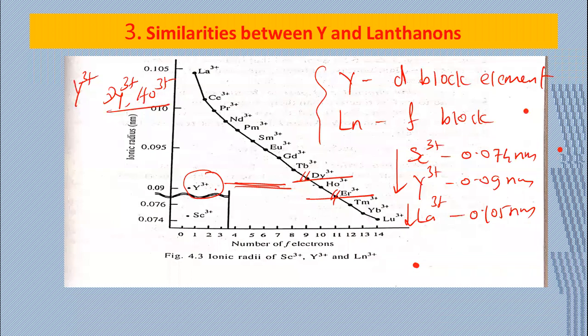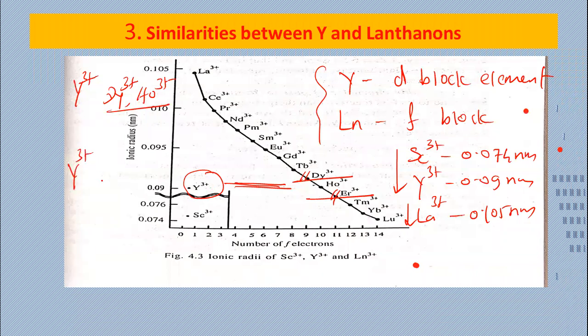In the periodic table, if two ions have the same ionic radii and the same charge, yttrium also carries the same charge, 3 positive, and the ionic radius of yttrium is the same as that of the heavier lanthanons. So we can say that there is a similarity between yttrium and the lanthanons. Even though it is a d block element, it is chemically similar to the f block elements. This is totally strange, but due to the lanthanon contraction effect, it happens.